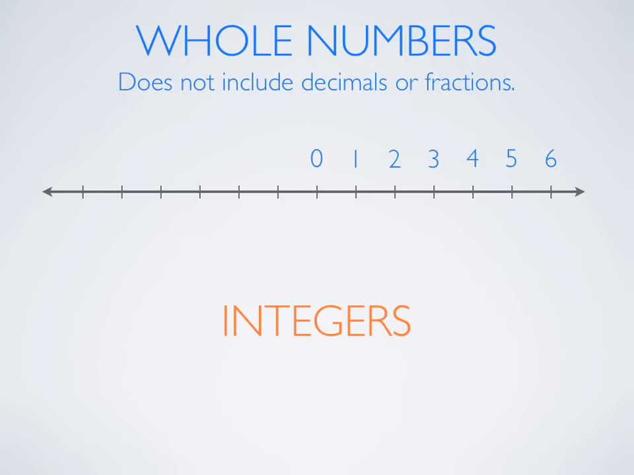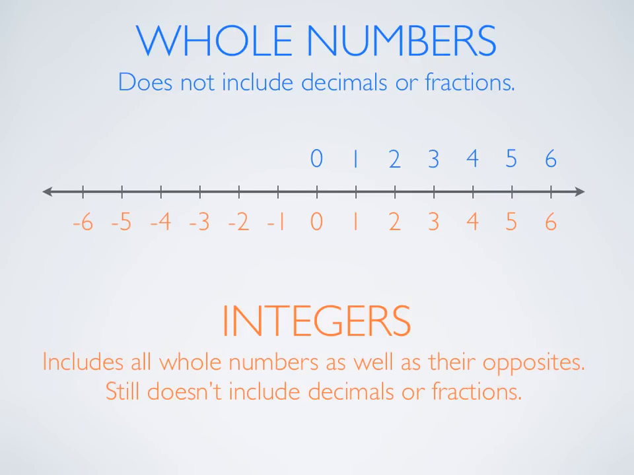Now, integers actually includes all those whole numbers. They are also considered integers. But integers also includes negatives. So integers are all whole numbers as well as their opposites. They still don't include decimals and fractions, but the biggest common mistake is that people think integers are only negative numbers when really they're both the positive and the negative numbers all together.